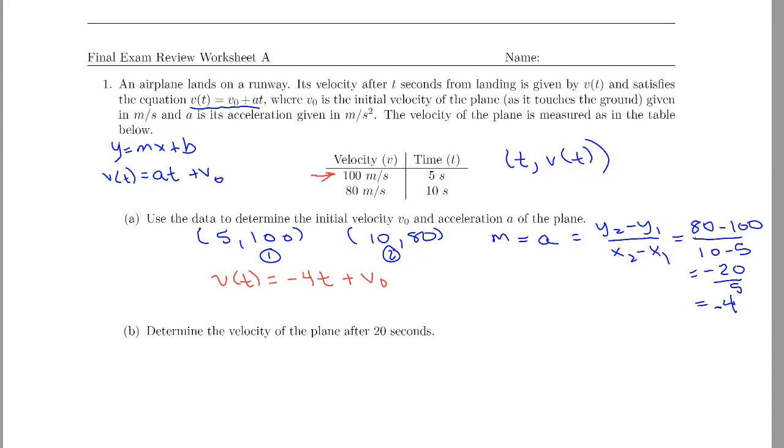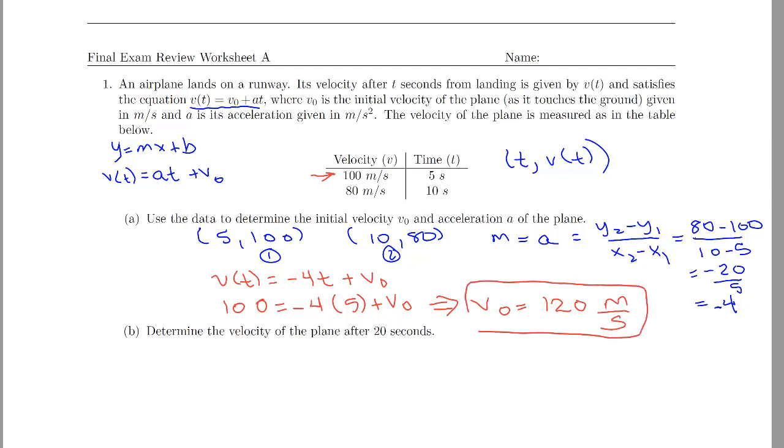I'll use this one. Remember, v is the same as my y, so I have 100 is equal to negative 4 times t, which is 5, plus v0. This is negative 20. I move it to the other side, and I get v sub 0 is equal to 120. And it is in meters per second. I found my initial velocity.